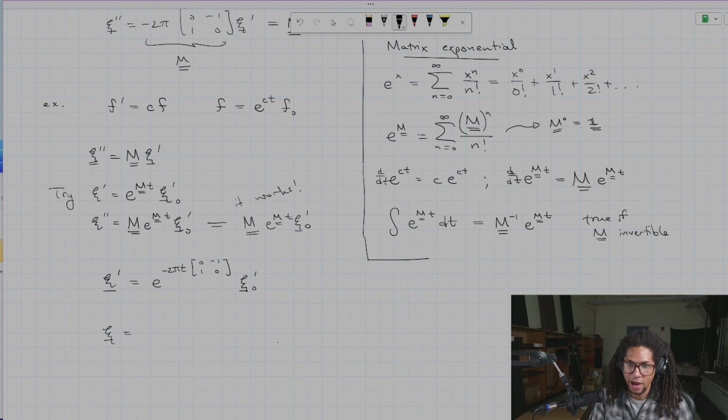So I integrate both sides. I'm going to pick up a constant, so I'll put that constant out front. I'll say that's the vector, let's give a new name, u. And then plus m inverse. So what's that going to be? 1 over minus 2 pi times 0 minus 1, 1, 0 inverse times e to the minus 2 pi t, 0 minus 1, 1, 0 times C naught prime.